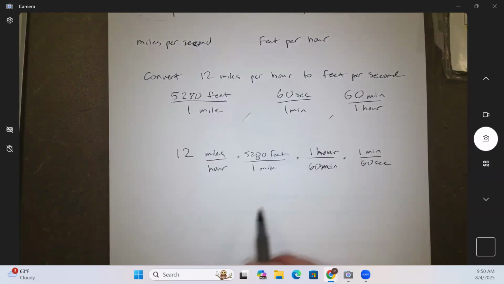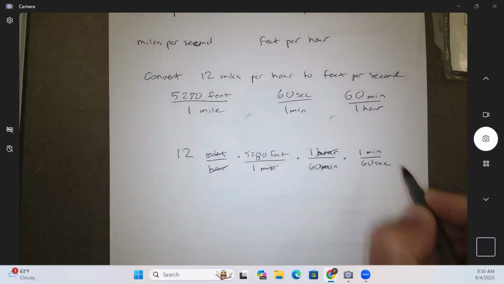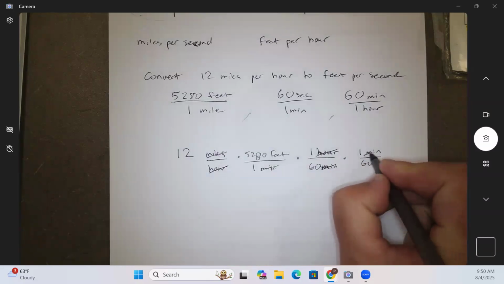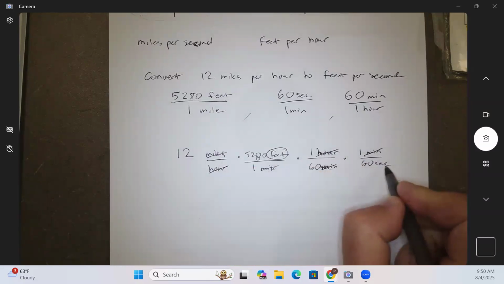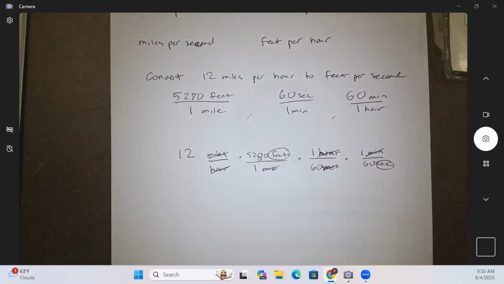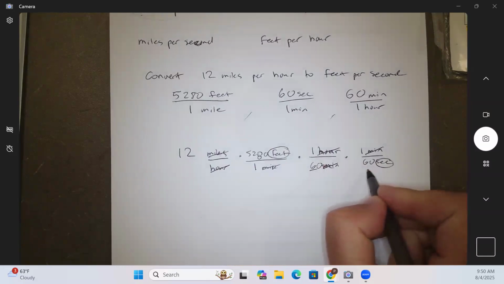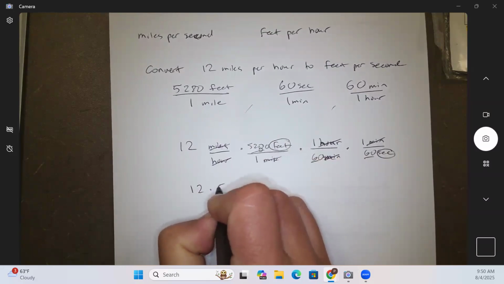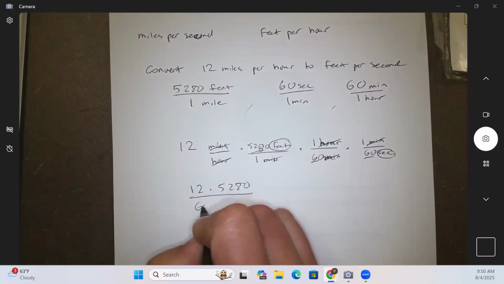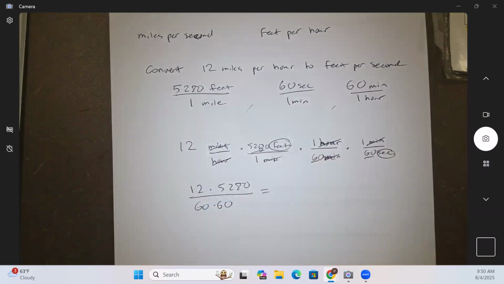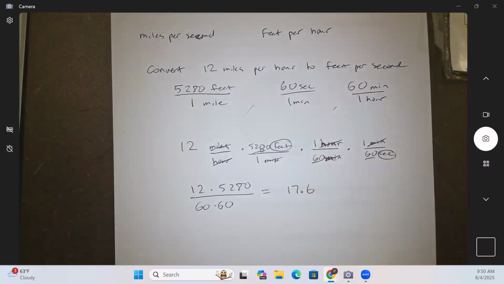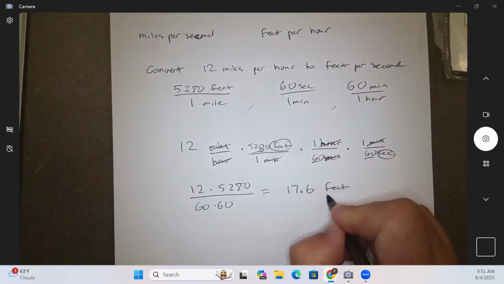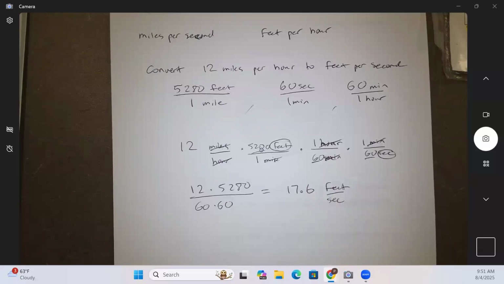Okay, so let's check our units. There's miles and miles that cancel. There's hours and hours that cancel. There's minutes and minutes that cancel, which leaves us with feet per second. Great. And now we just have to do the numbers multiplication. 12 times 5,280 divided by 60 times 60 equals 17.6 feet per second. The 12 miles per hour is a fast run for non-Olympic sprinters, right?